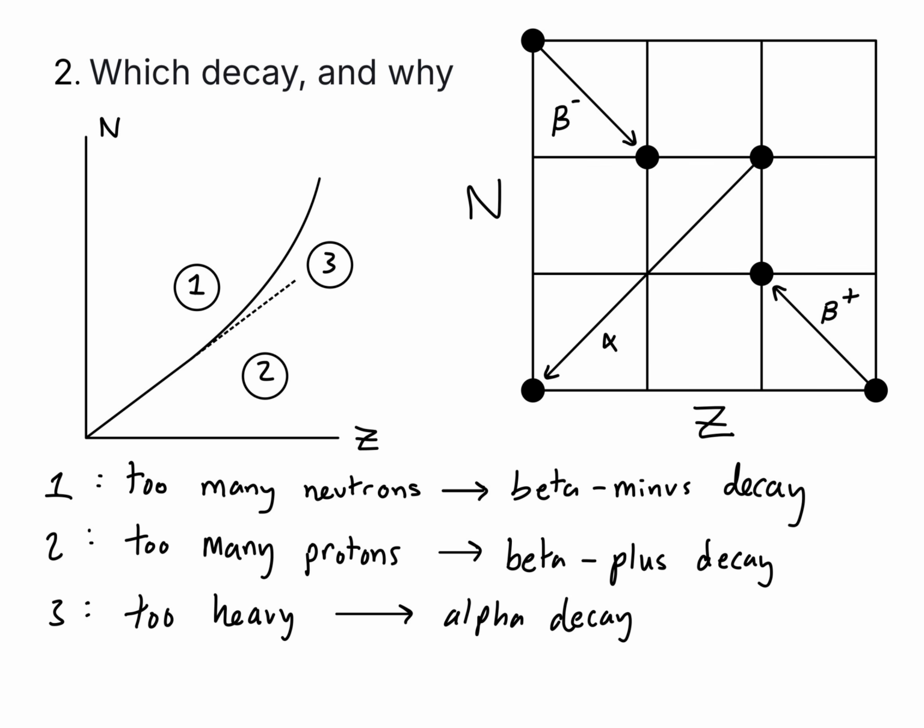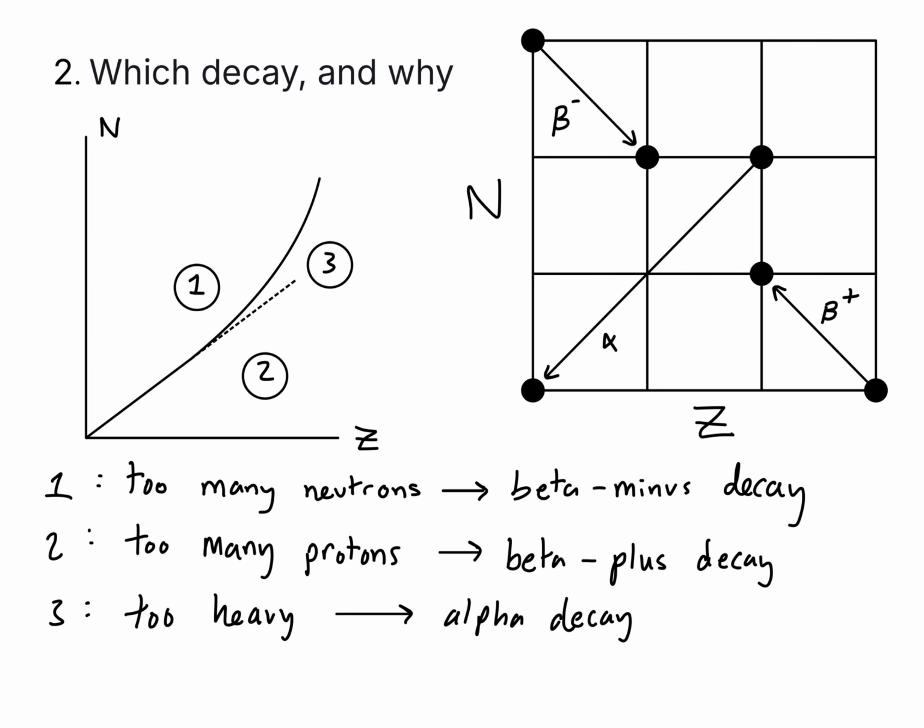Now the graph earns its keep. Suppose a nucleus sits above the band. What does it have too many of? Neutrons. So it needs to turn a neutron into a proton, and that's beta minus decay. It moves down and to the right towards the band. And below the band has too many protons, so it turns a proton into a neutron, beta plus decay, moving up and to the left. Every unstable nucleus is trying to get to that band, and its position tells exactly which decay it will take to get there.